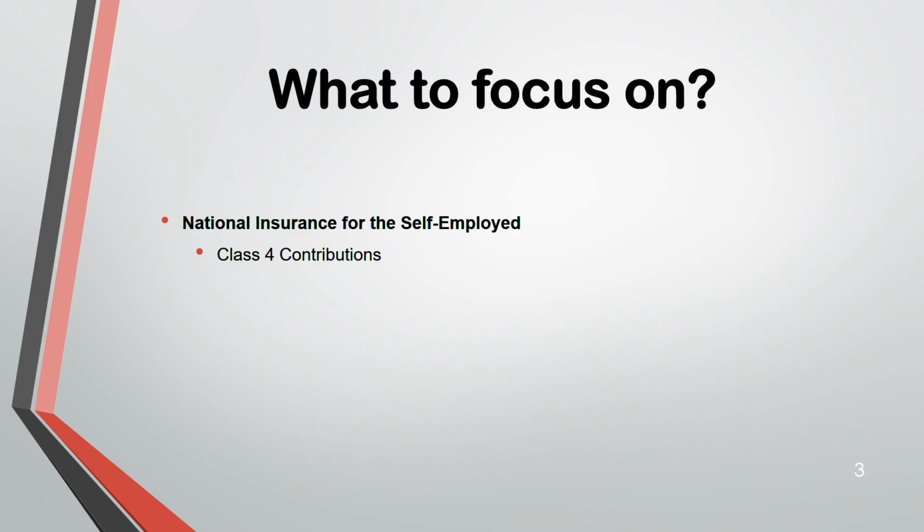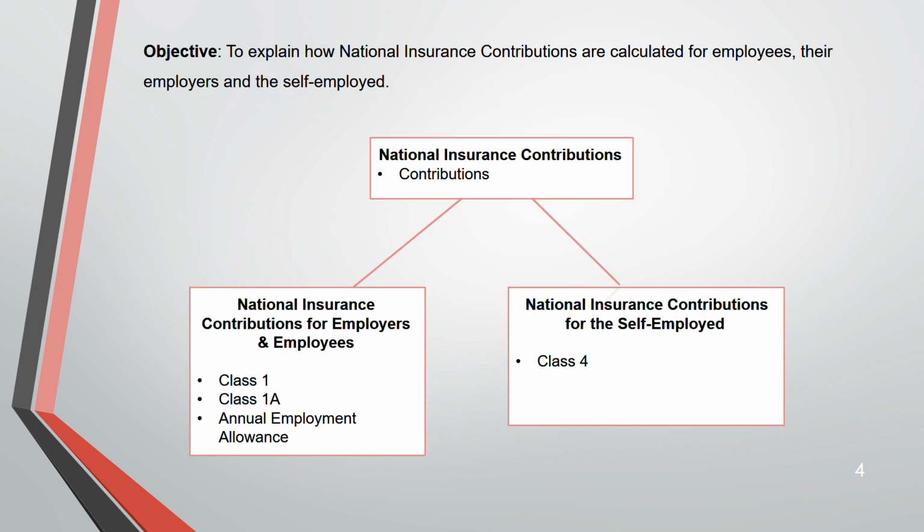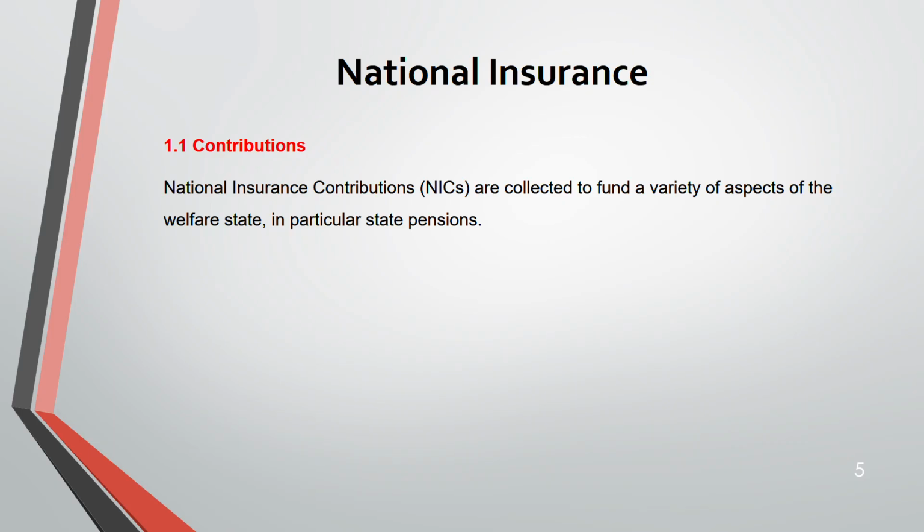Now we are moving on to class 4. After class 1, class 4. Class 4 is for the self-employed. Remember, class 1 is for employees and employers, but class 4 is for the self-employed. So we conclude: class 1, class 1A and class 4. These are the three NICs we will be covering here. They are collected to fund a variety of aspects of the welfare state, in particular the state pension. The classes of contribution are relevant to the exam.